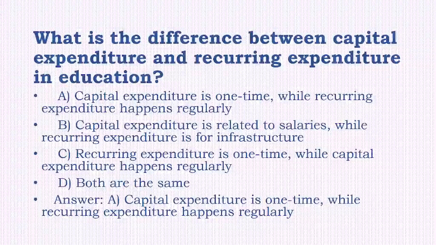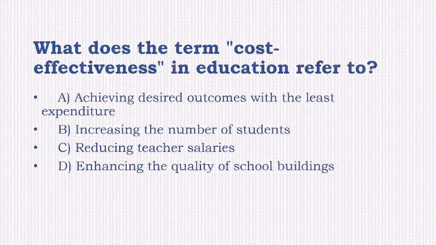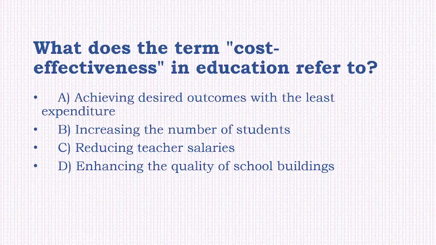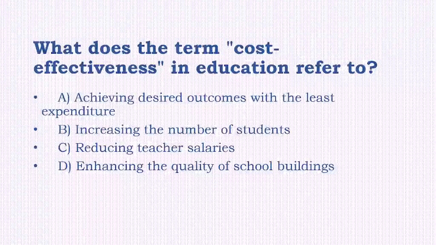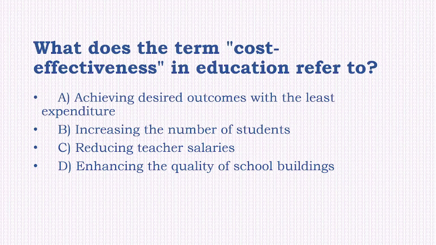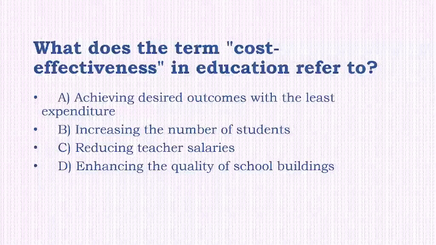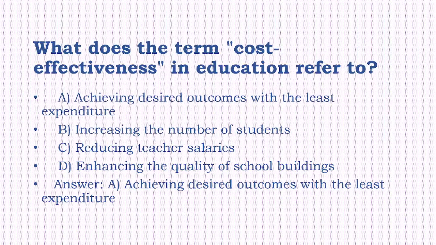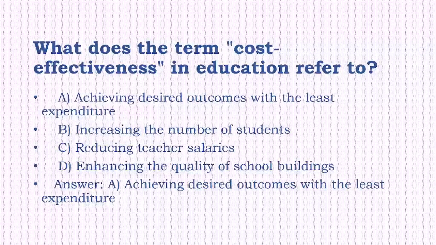Next, what does the term cost effectiveness in education refer to? Options: achieving desired outcomes with the least expenditure, increasing the number of students, reducing teacher salaries, enhancing the quality of school buildings. Answer of this question is option A, that is achieving desired outcomes with the least expenditure.